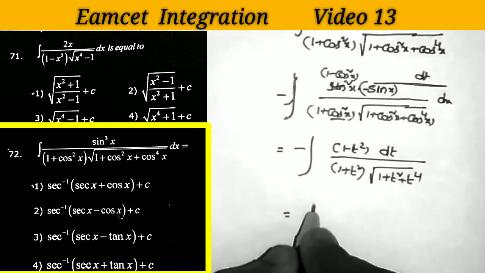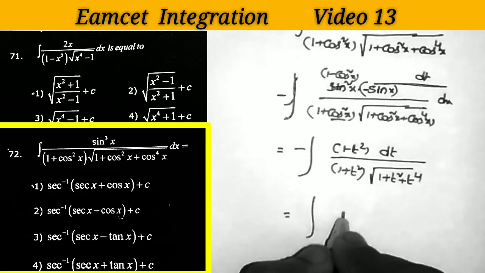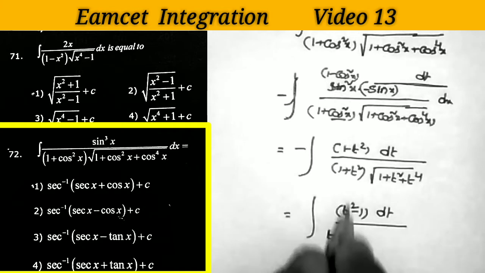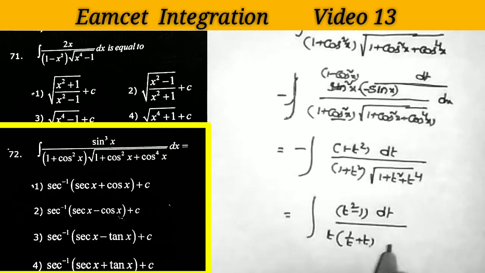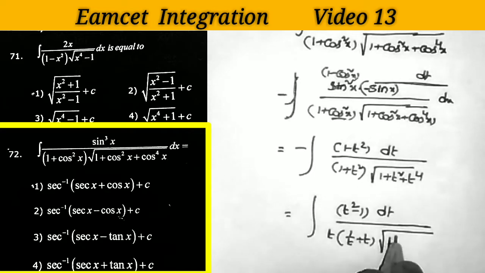Okay, and this is equal to minus of, now multiplying the numerator values by the minus, then we get (t square minus 1) dt by, now taking t common from this value, then we get (1 by t plus t). And here also taking root t square common from this value, that is root of t square into (1 by t square plus 1 plus t square). Okay, just taking 1 by t square common.